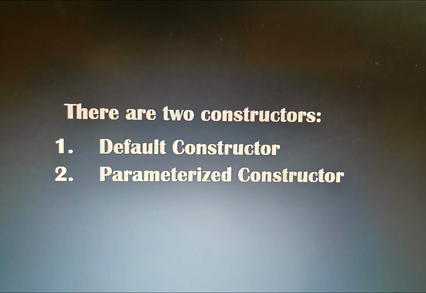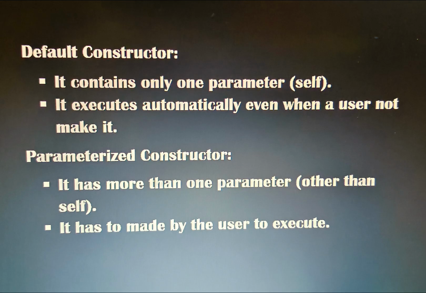Generally there are two types of constructors: the default constructor and the parameterized constructor. The first is the default constructor. This is the constructor which I discussed a moment ago, that if a user does not make any constructor, then Python gives a constructor which is known as the default constructor. It executes automatically and we don't have to make this constructor in our class. And it contains only one parameter.